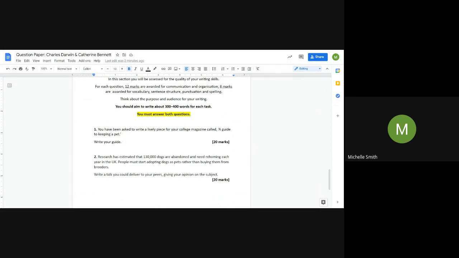Okay, so let's look at question 1. You have been asked to write a lively piece for your college magazine called A Guide to Keeping a Pet. Write your guide, 20 marks. Okay, now a couple of things. If you see this word lively, and it is common in the EDUQAS questions, all it means is that your tone can be informal. You can use humour. For example, you can use more informal language. It doesn't have to be really, really formal.